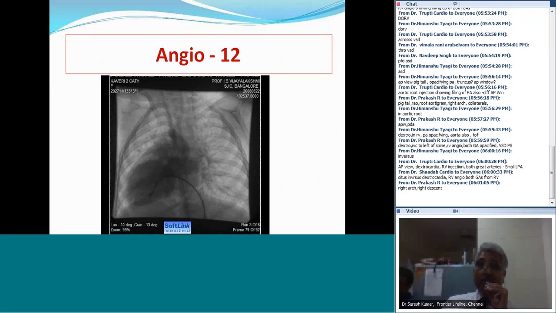Don't jump to saying that it is a classical BT shunt. For one thing, in a small child, your chance of seeing a classic BT shunt is very low because present day surgeons are unlikely to perform a classic BT shunt. If it's an older patient, say 20, 30 or 40 year old patient with a BT shunt, somebody could have done a classic BT shunt maybe 20 years ago or 25 years ago. Okay. Angio 14.